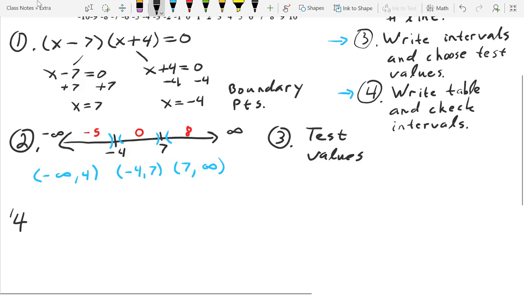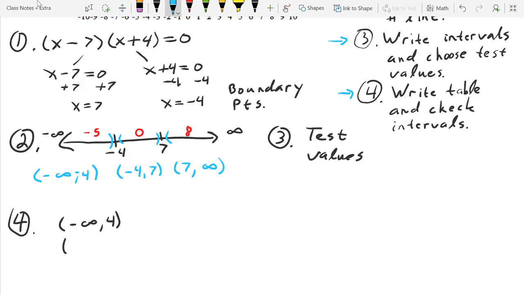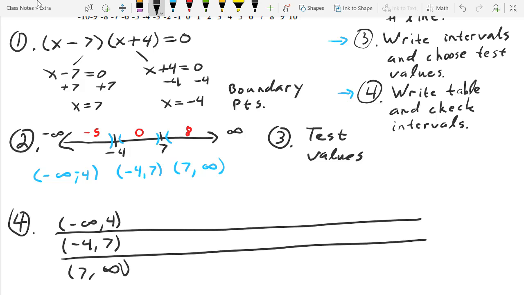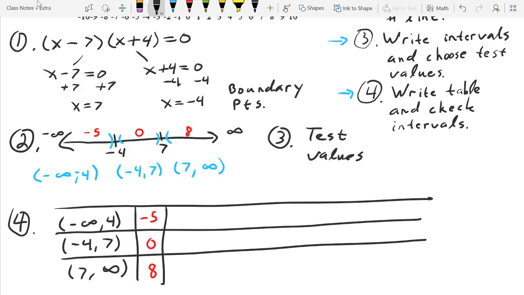And then in step 4, we draw a table. I'll write each of the intervals I have up above: negative infinity to negative 4, negative 4 to 7, and 7 to infinity. So set up a table with these three intervals. In the first column we put the interval. In the second column we put our check values. Okay, so now we've set this up so it's all nice and organized.